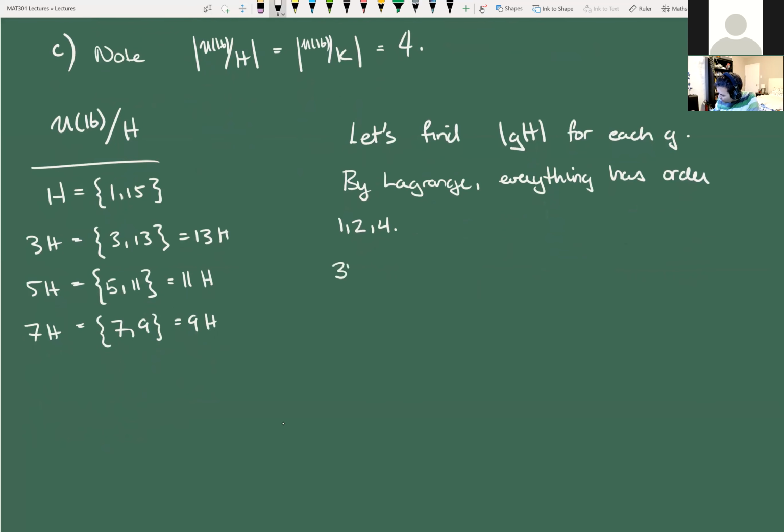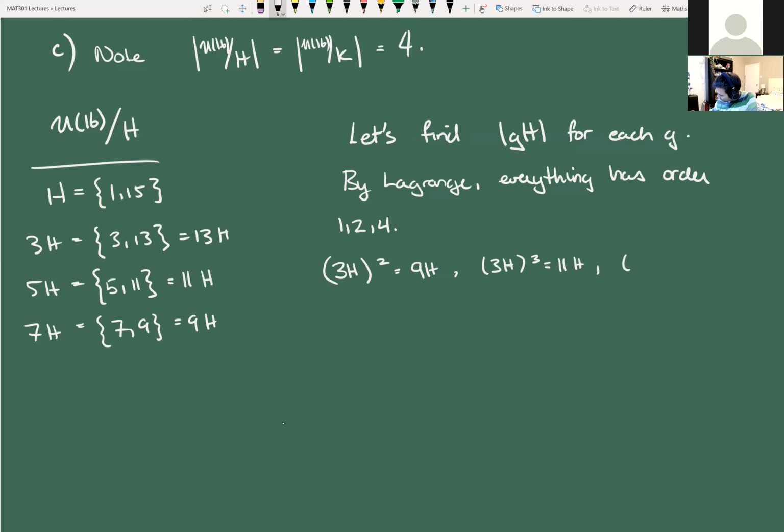If I take 3H and I square it, that gives me 9H, and that's, like we said, the set {7, 9}. And since that's not the identity, I'm actually done. We know that the order of 3H has to be 4. But if we were to continue on, let's just do it in theory. 3H cubed is 27H, so that's actually 11H, or 5H. We'll leave it as 11.